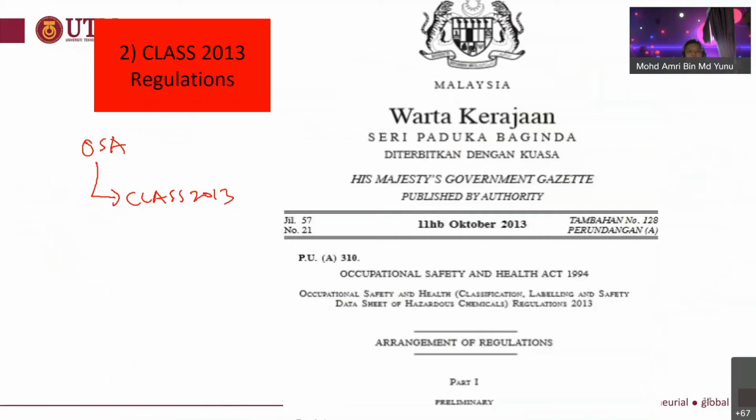And also we have CLASS, classification, labeling, and safety data sheet of hazardous chemicals. This is much more intense. There are many items in the classification, like flashpoint, emergency procedure if you get in contact with or are injured by the chemical, and then the material data sheet, whether it is carcinogenic, flammable, inflammable, and so on. We look into that.